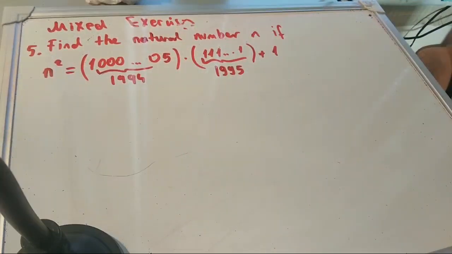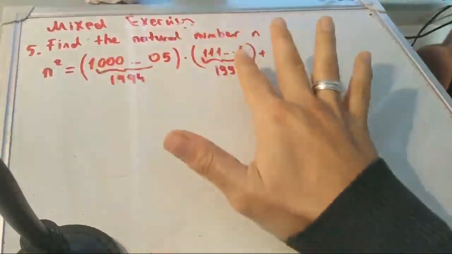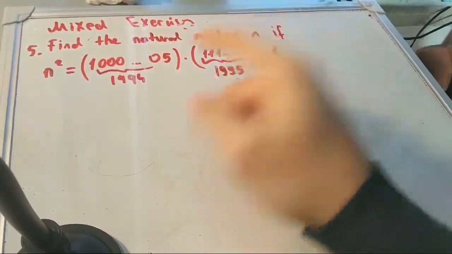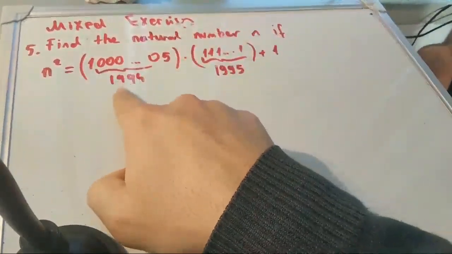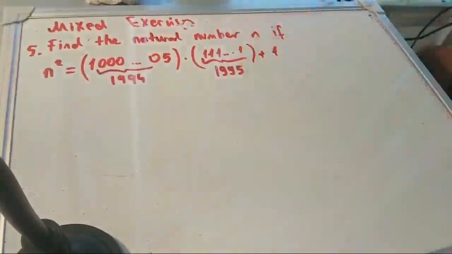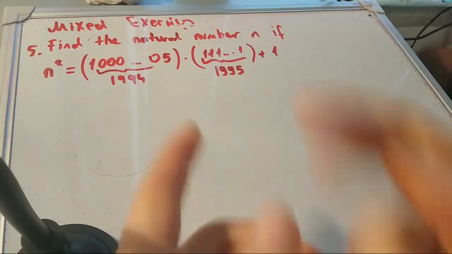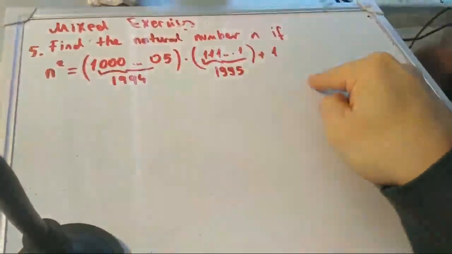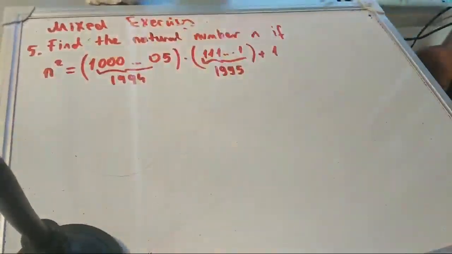I'll try to do something here. Here 0 is repeating 1994 times, and 1 is repeating here 1995 times. We will take the product of these two numbers. After that, adding 1 will give us n squared. We have to find n here. Okay, where can we start?